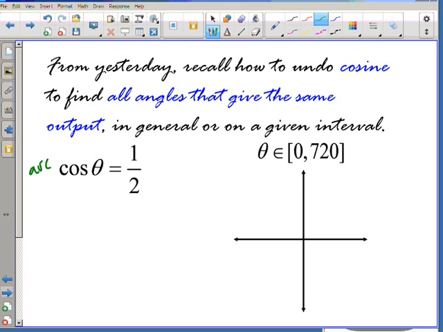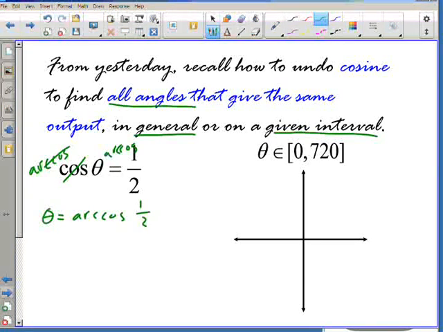To find all angles in general and for a certain interval, you can undo cosine with arc cos. If you do it to one side, you do it to the other, the cosine cancels out. I get theta equals the arc cosine of the nice trig exact value ratio of 1/2. Well, where is cosine positive? Cosine's positive to the right. This being a 1/2 gives me a reference angle of 60 degrees, or as we learned yesterday, negative 60 degrees.